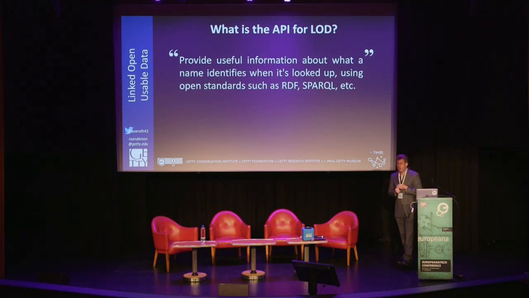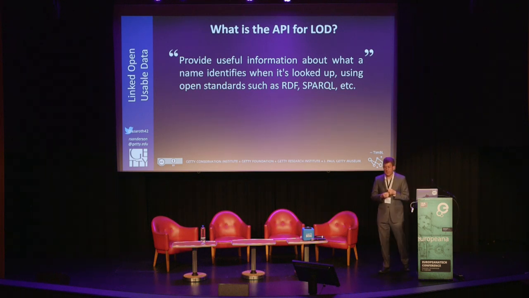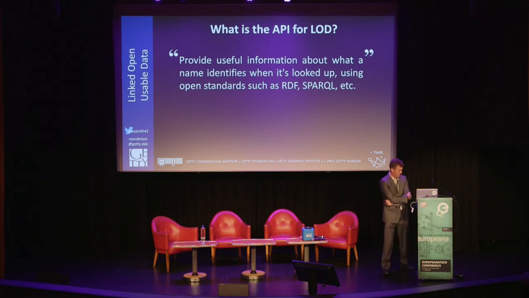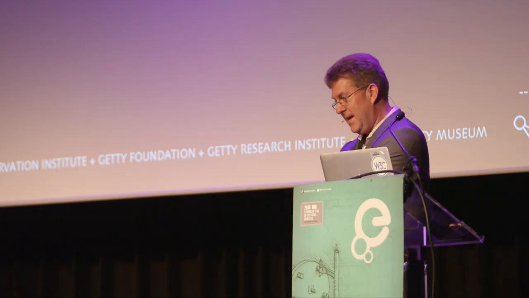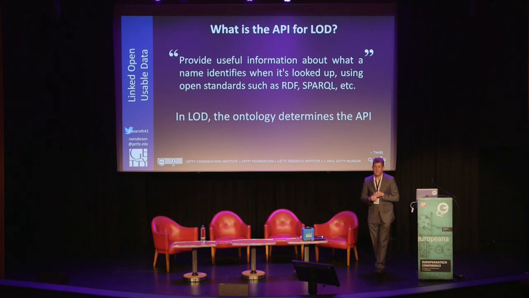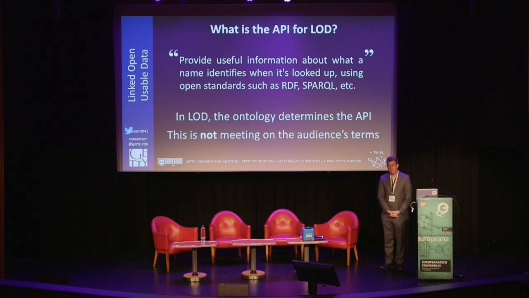So the question then, what is the API for linked open data? And I'm sure you all recognize this particular point: provide useful information about what a name identifies when it's looked up using open standards such as RDF and SPARQL. So the issue here is that the ontology, which as we've said is determined exclusively by the publisher, determines the API for linked open data, because that's what the information is published as. And that is not meeting on the audience's terms. That's meeting on the publisher's terms.